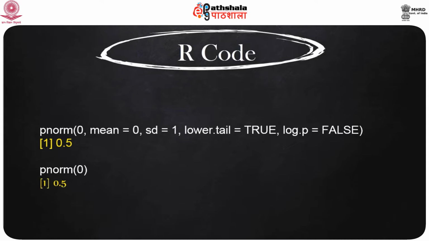One more thing which I want to mention here is that since the rest of the values are coming as default arguments, if you write down pnorm and only the argument at which you want to have the cumulative probability, then also you are going to have the same result. Like here we are just writing down pnorm of 0, and now look at what we are having. We are having exactly 0.5 as output, as expected.